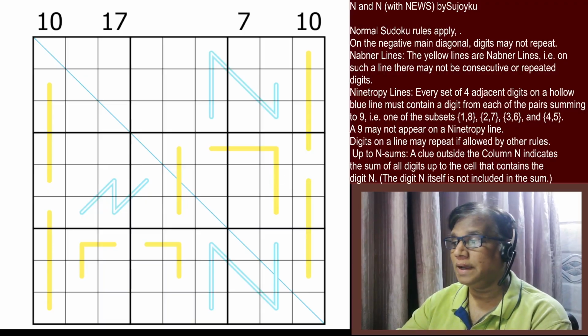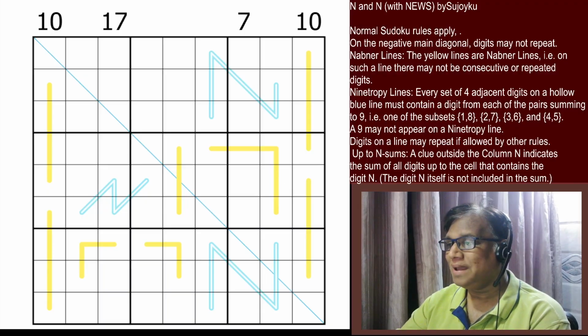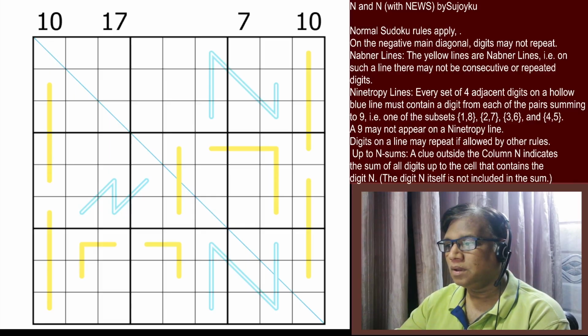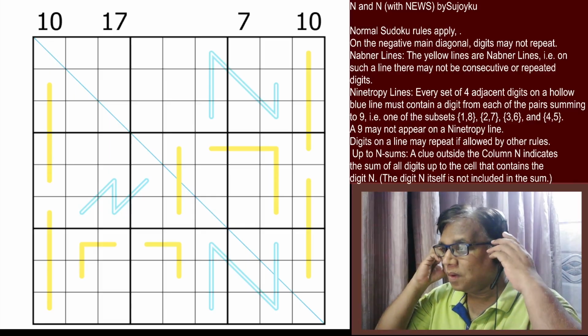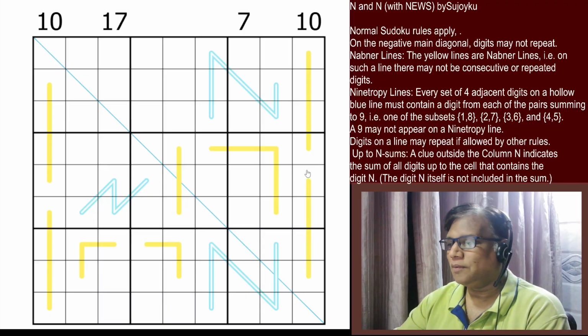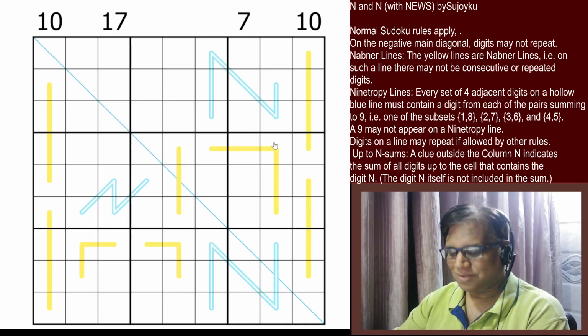This puzzle is Nine and Nabner, and this one is by Sujoyku, but the author has changed the name for this puzzle, and now the author is New Joyku. Okay, in the Sudoku pad the name is New Joyku. So yeah, whatever. You can call it Sujoyku or New Joyku. The puzzle is simple. So let's read the rules.